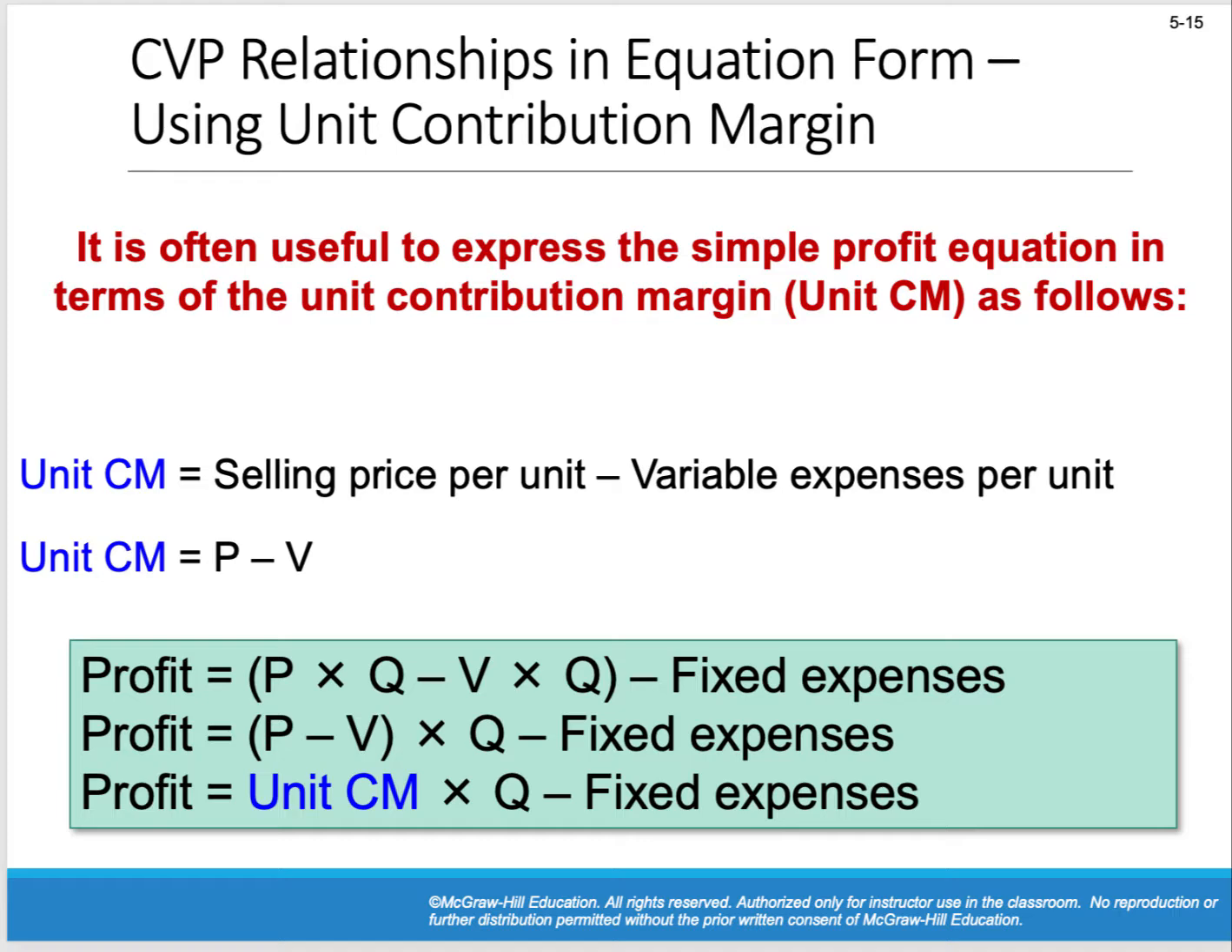Now, the profit equation that we're looking at here, we can also express in terms of unit contribution margin. Okay, how do we do that? Well, very easy. We can say profit equals the unit contribution margin. Unit contribution margin is nothing more than price per unit minus variable cost per unit. We take that unit contribution margin, multiply it by the quantity, subtract out our fixed expenses.